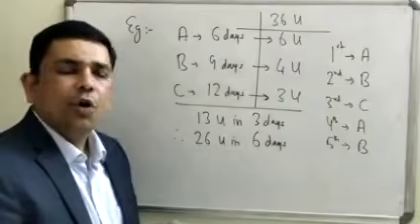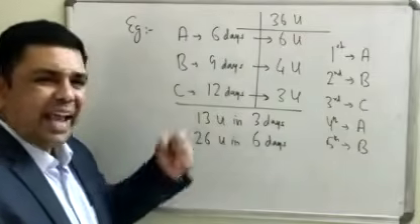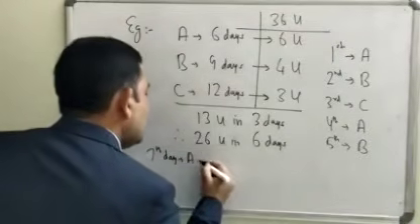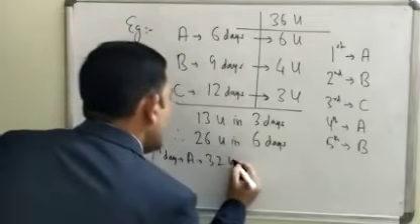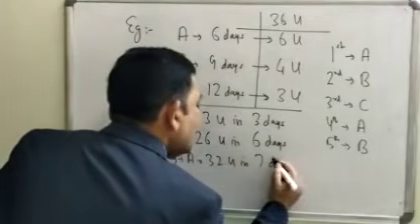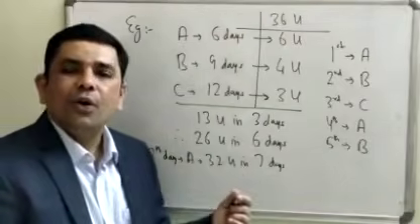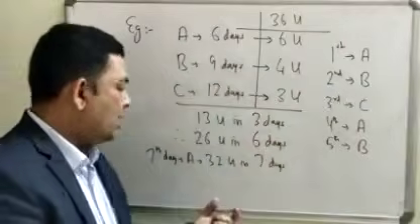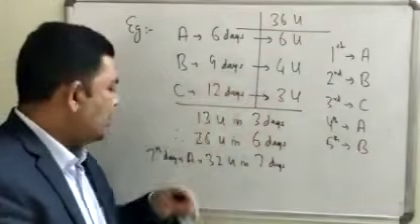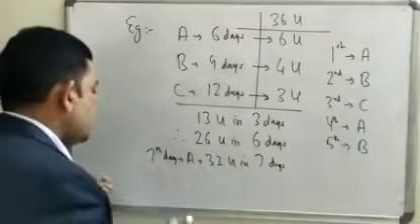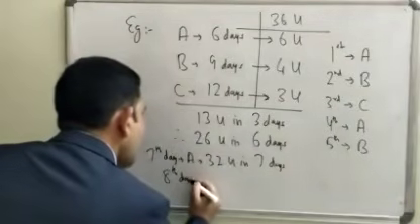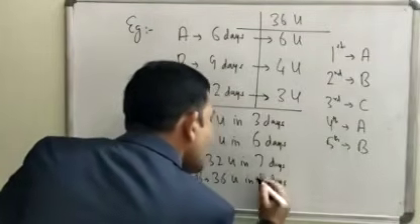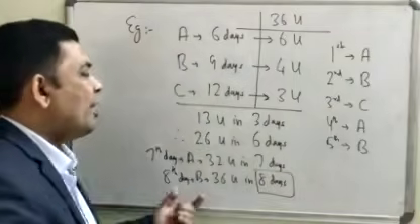Another cycle. Who is going to work on the 7th day? A is going to work. So 7th day, A will work. So what we will do? 32 units in 7 days. Who is going to work on the 8th day? B is going to work. How much will B contribute? 4 units. How much work is left? 4 units. So 8th day, B will work. 36 units gets completed in 8 days. What is the answer to my question?